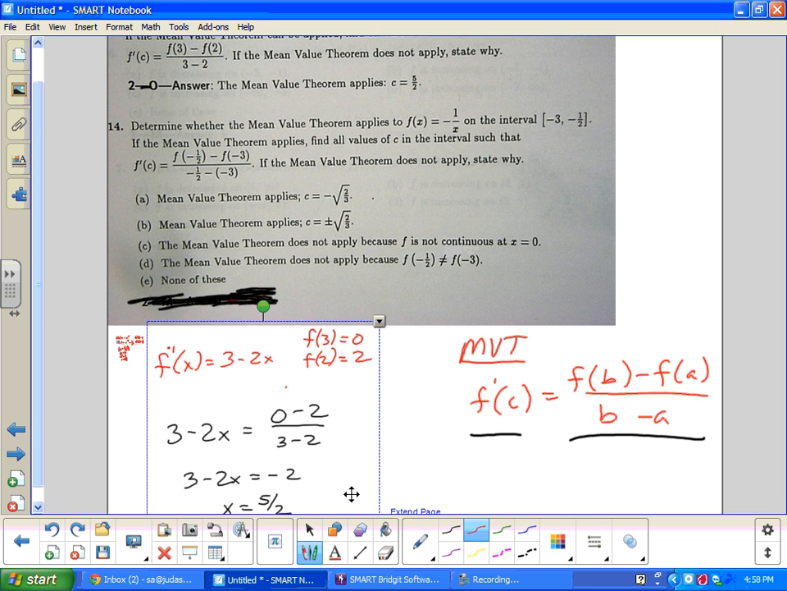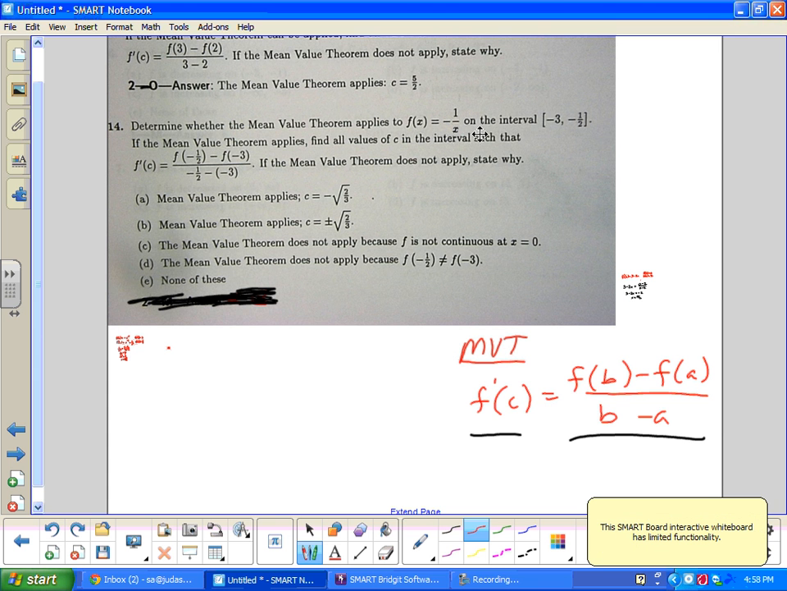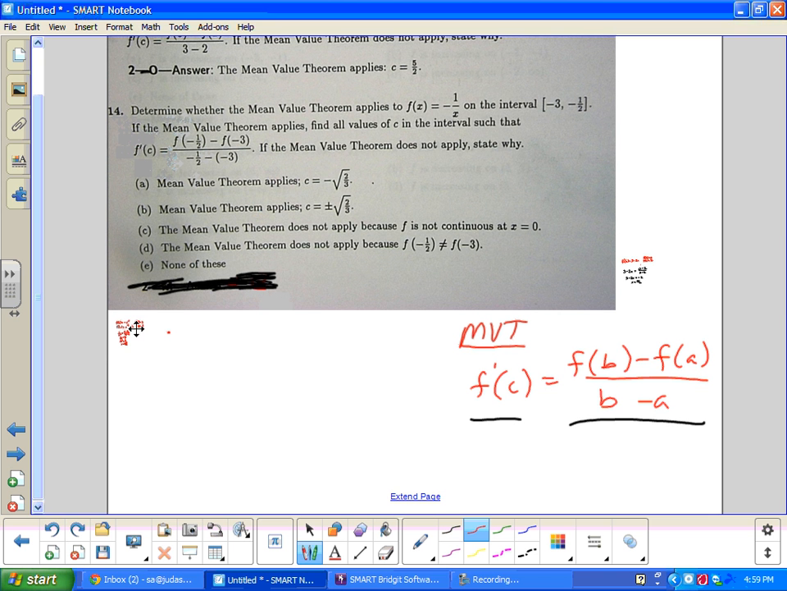Number 14 is a multiple choice question, and I'll tell you right now that the answer in the book is incorrect. So that probably gives you a tip off, all right? So again, mean value theorem, the function is negative 1 over x, or I see it as negative x to the negative 1 power on the interval negative 3 to negative half. And again, the only asymptote is 0, so it's continuous on this interval. And we know the derivative is continuous there, so it's differentiable. So the mean value theorem applies: the instantaneous rate of change is equal to the average rate of change. All right.